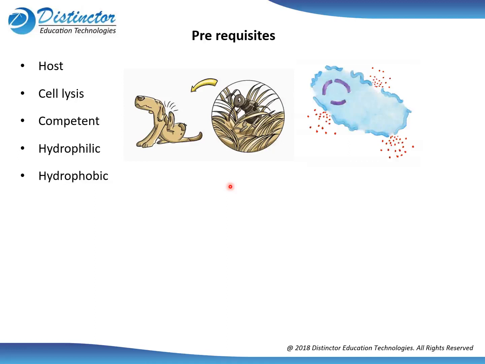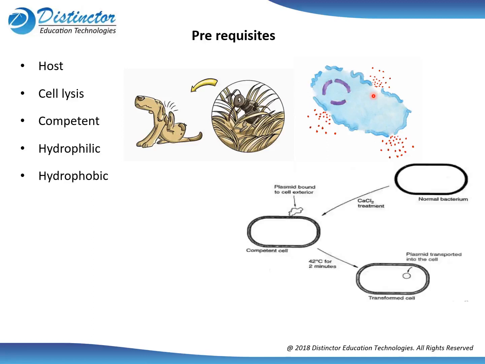The next word is cell lysis. So what is cell lysis? The rupture of a cell wall. The cell wall has many pores, and then it is going to degrade. That is called cell lysis. So when a cell undergoes lysis, the cell wall is degraded, and then the inner particles come out. That is called cell lysis.